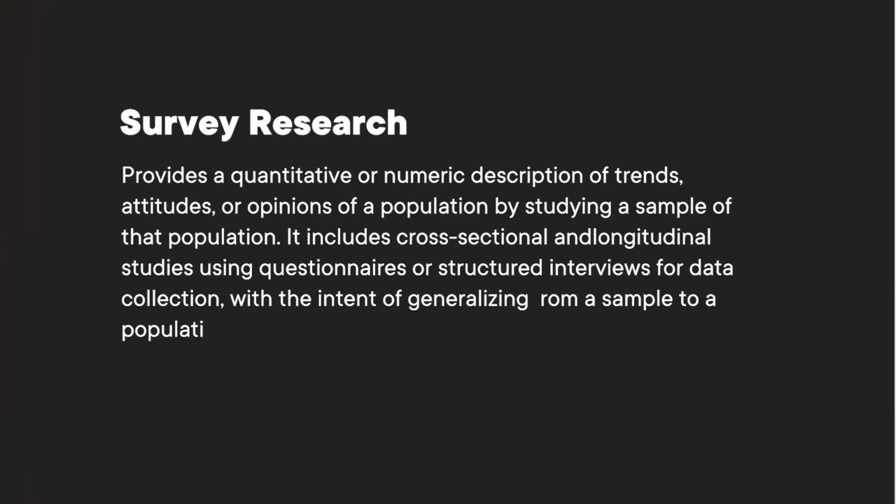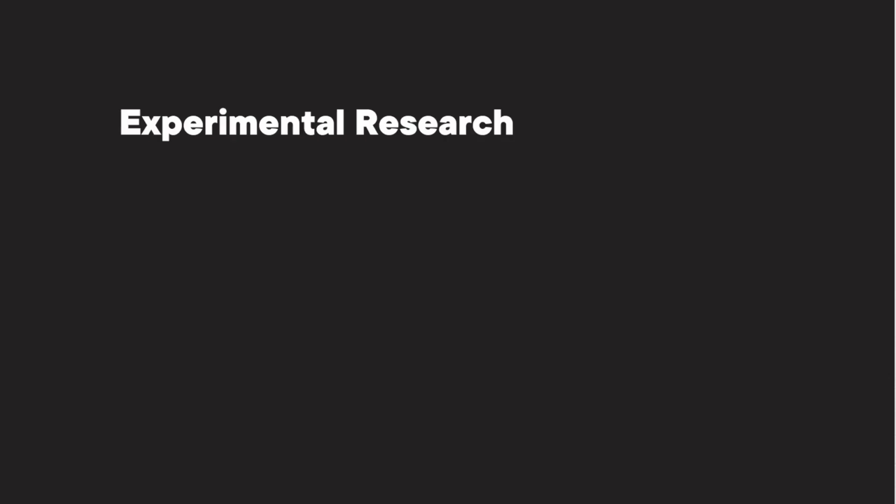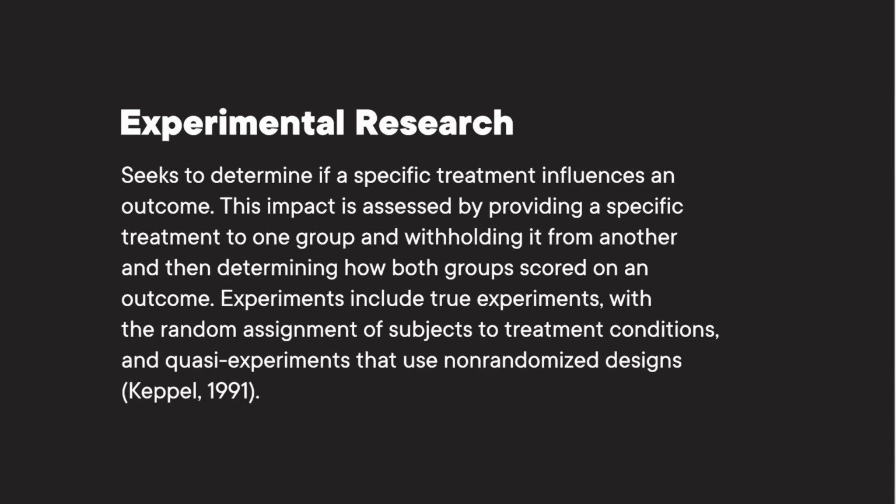Under the survey research of quantitative research, we are talking about numeric description of trends, attitudes, or opinions of a population by studying a sample of that population. Now over here, you are not interested in the whole population, but you're going to study a sample. And out of that, you are only interested in the numeric description of the trends. Then we talk of experimental research, which seeks to determine whether a specific treatment influences an outcome.